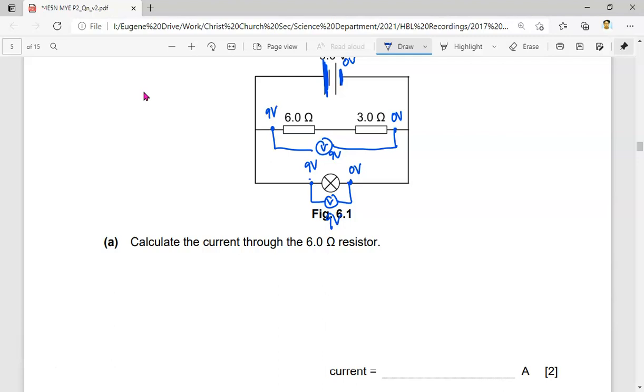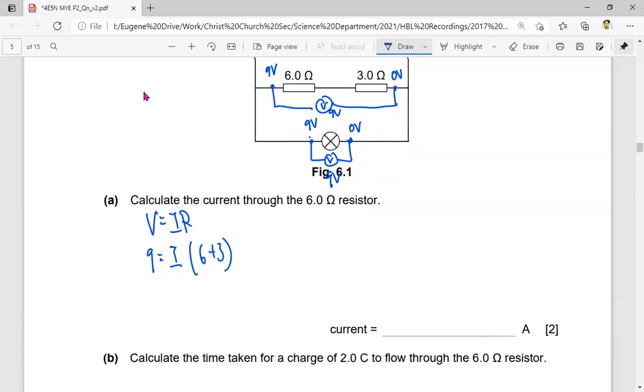Now, the 9 volts is actually across the 6 and the 3 ohm together. So I can't use V equals IR and say V is 9, R is 6. The only thing I know is that the voltage across the 6 and the 3 is 9. So 9 is equal to the current times the resistance of the 6 plus the 3. The voltage is across both of them, hence I must use the resistance of both, and because they are in series, I can just add the resistances. Hence the current is 9 over 9, which is 1 ampere.